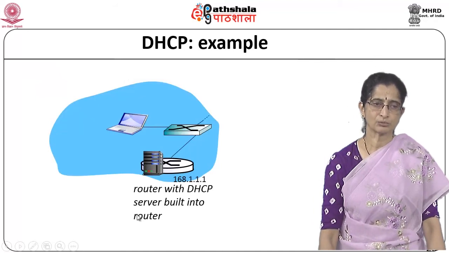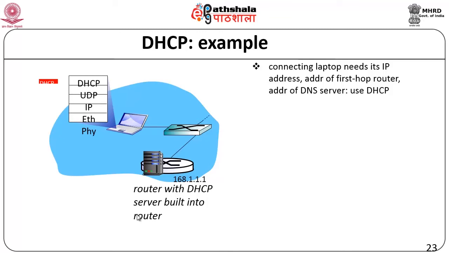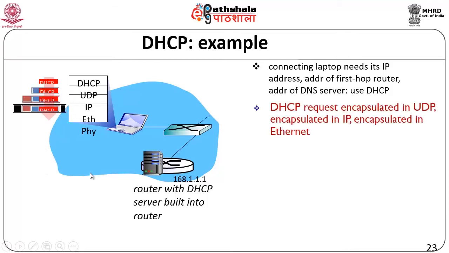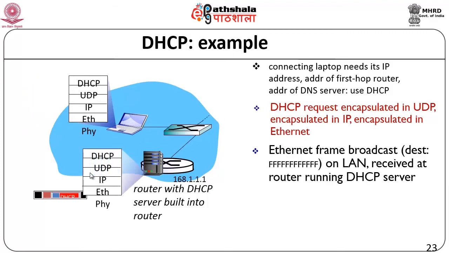So just an example to go through the different layers that we are going through. Remember, DHCP is running on top of UDP, which runs on top of IP. So your DHCP message goes all the way through the various layers, goes to the physical layer, is broadcast at the physical layer, and reaches the DHCP server.